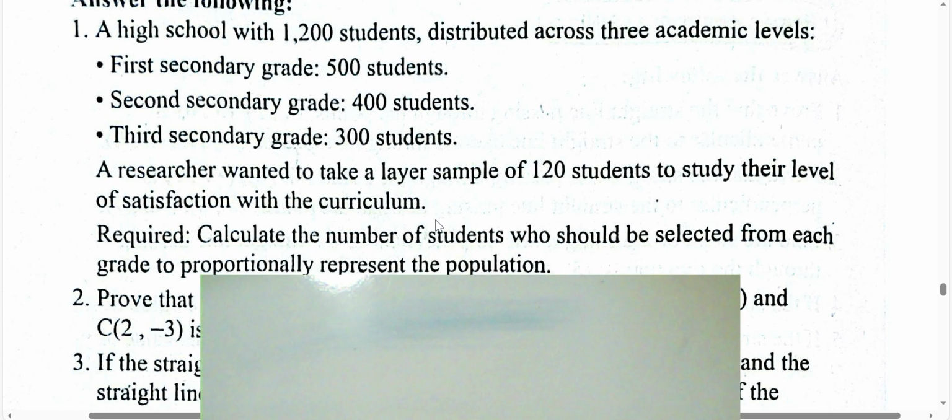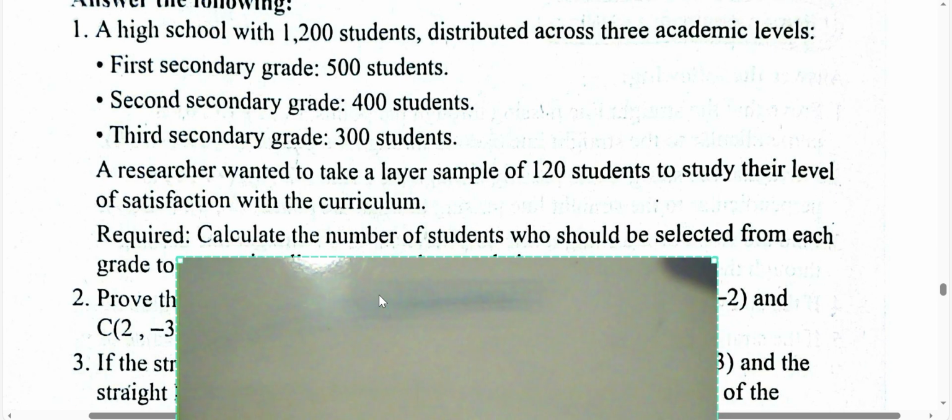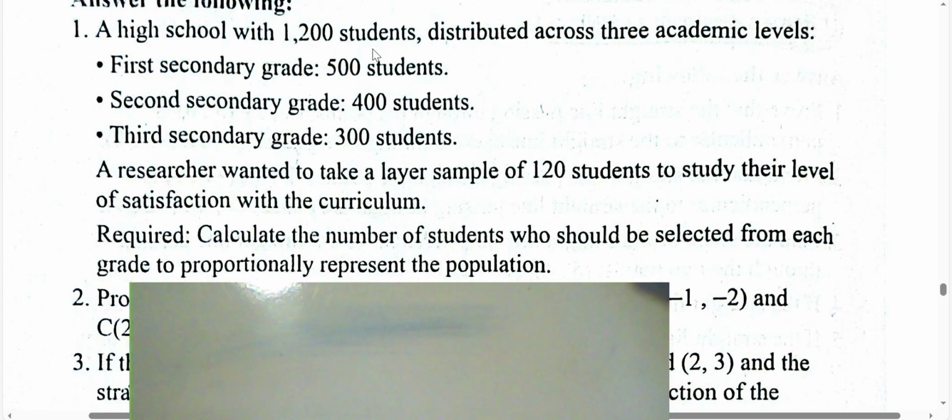Answer the following. A high school with 1,200 students, look at here again, 1,200 students, distributed across 3 academic levels. First secondary grade, 500 students, second grade, 400 students, third secondary grade, 300 students. The researcher wanted to take a stratified sample of 120 students to study their level of satisfaction with the curriculum. Calculate the number of students who should be selected from each grade to proportionally represent the population.